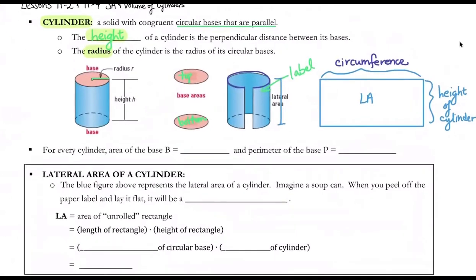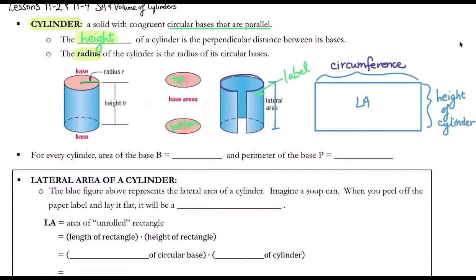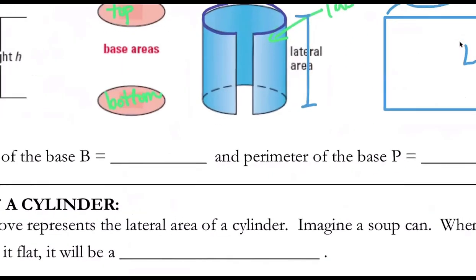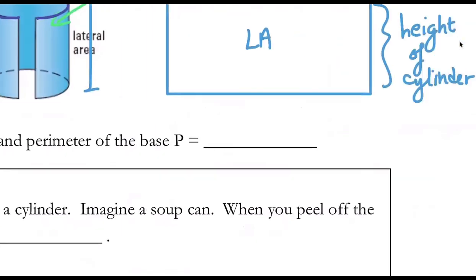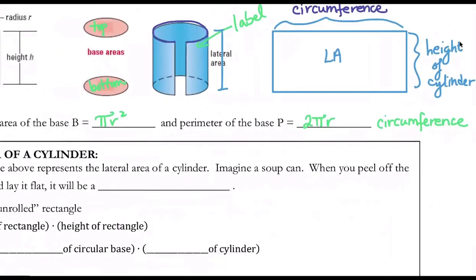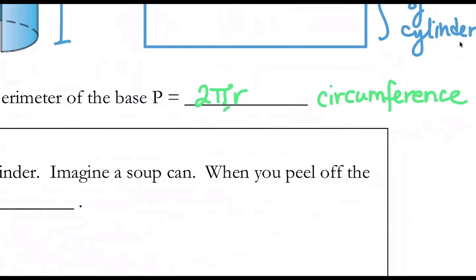So then also when we are talking about cylinders, the bases are circles. So the base area is going to simply be pi r squared because it's a circle. And then the perimeter of the base is just simply the circumference. So it's 2 pi r or pi d. A lot of times we're talking about the radius here instead of the diameter. But if you were given the diameter, of course, you could do pi times diameter.